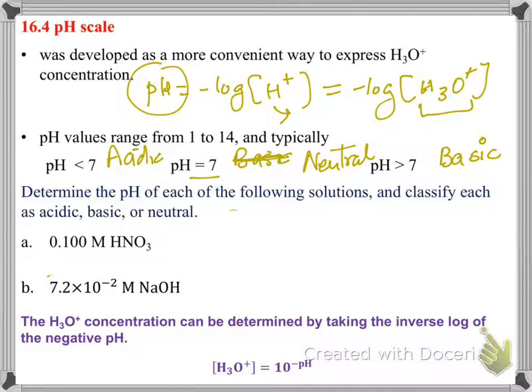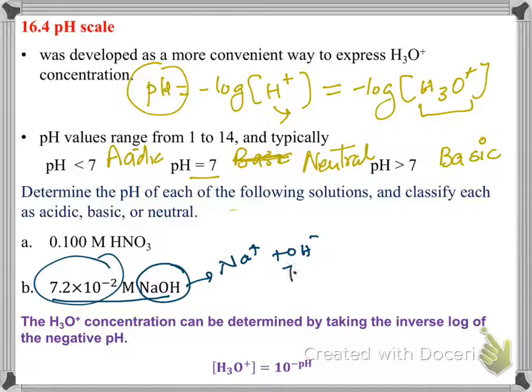In the second part, I have the concentration of a strong base given. And again, if it's a strong base, it will break down 100% to form Na plus and OH negative. So basically, this will be the concentration of hydroxide ions. Now, I need to find pH. For pH, I need H3O plus.